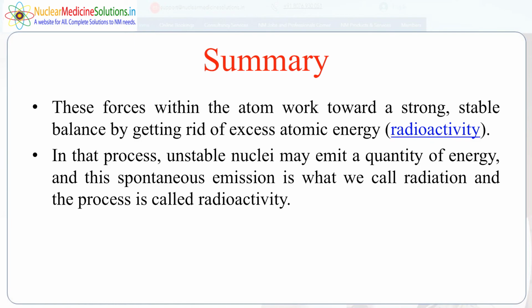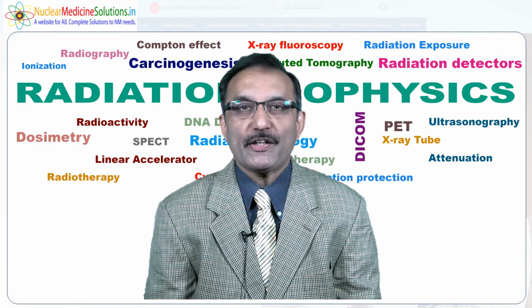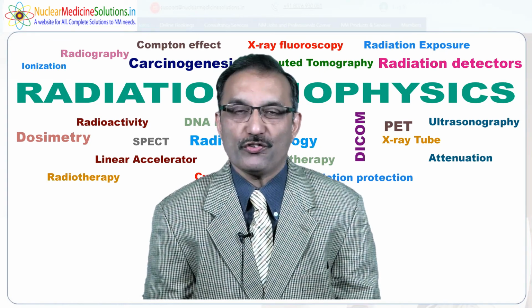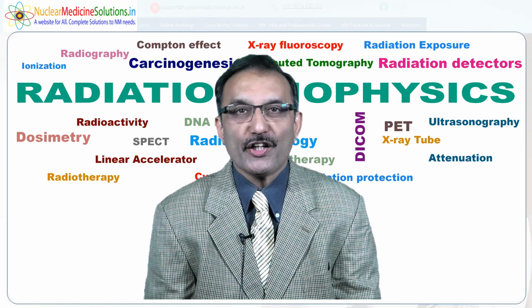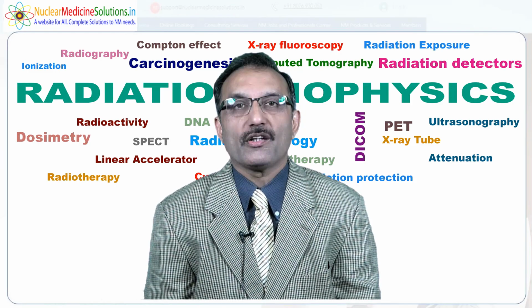What is radioactivity? What different types of radiation come out? What are the harmful and useful effects of radiation? In that process, unstable nuclei may emit a quantity of energy, and this spontaneous emission is what we call radiation, and the process is called radioactivity. This topic is very useful for mankind if the radiation emitted by radioactive material is used for peaceful purposes. Thank you very much.